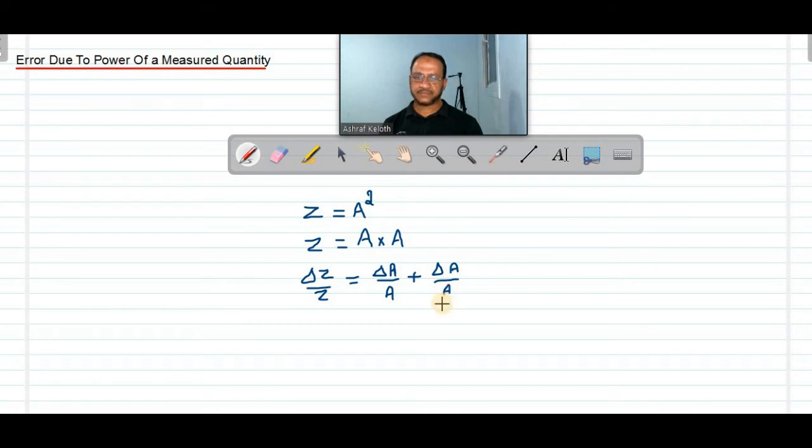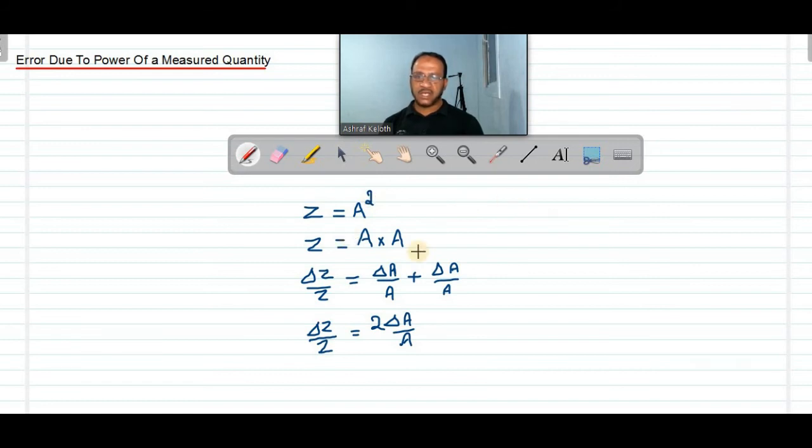Correct? Yes, sir. Or this can be written as delta Z by Z, that is the fractional error in the physical quantity, will be equal to 2 times delta A by A. Here we can see this 2 is the power. 2 is the power. Isn't it?